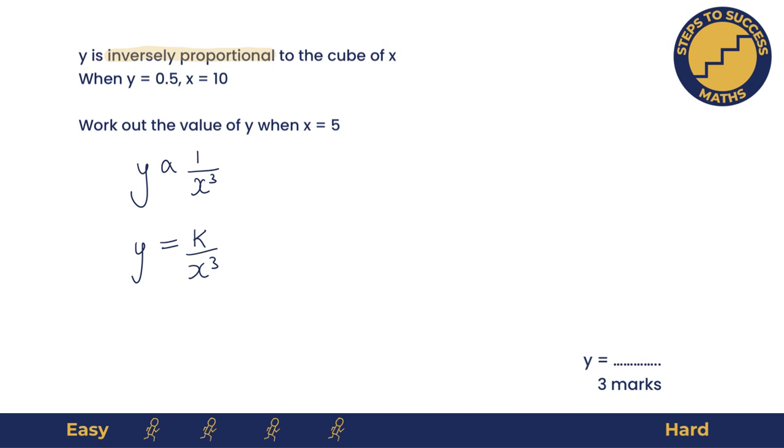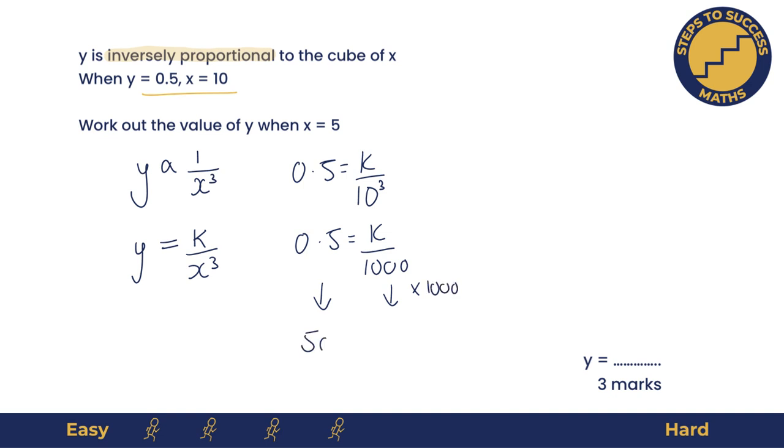Use the values we're given. Y is 0.5. 0.5 is equal to K over, X is 10, 10 cubed. 0.5 equals K over 1,000. Multiply both sides by 1,000 to find the value of K. K is equal to 0.5 times 1,000, which is 500.